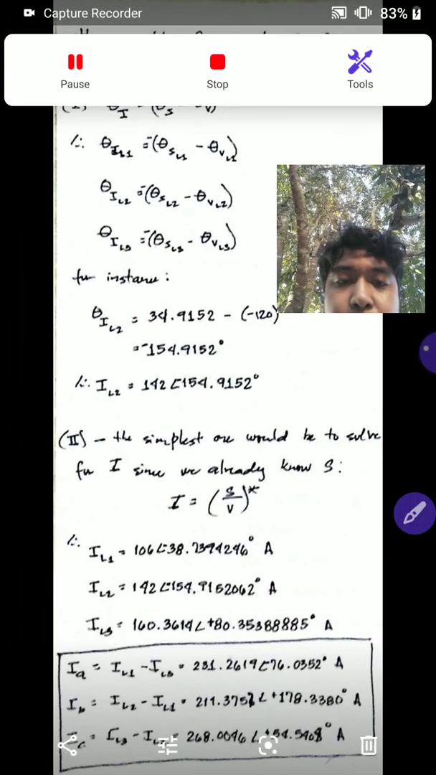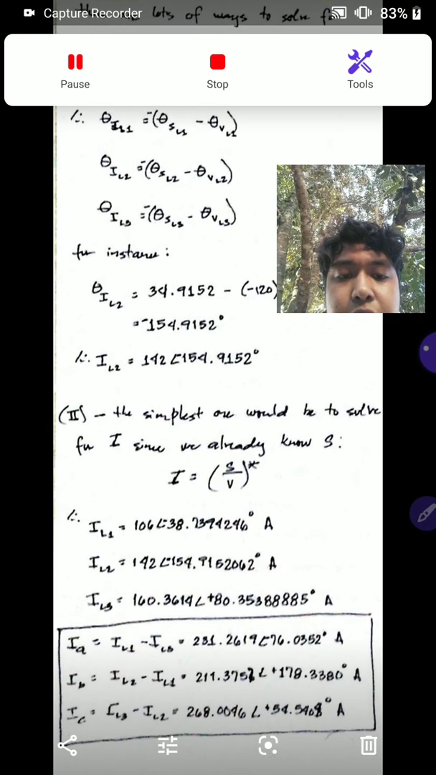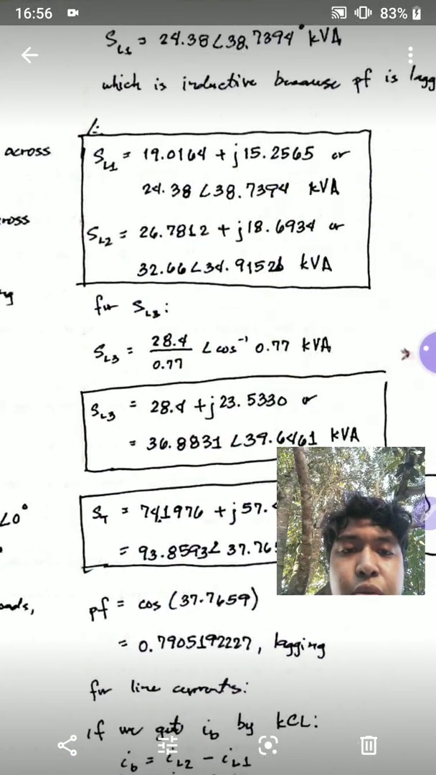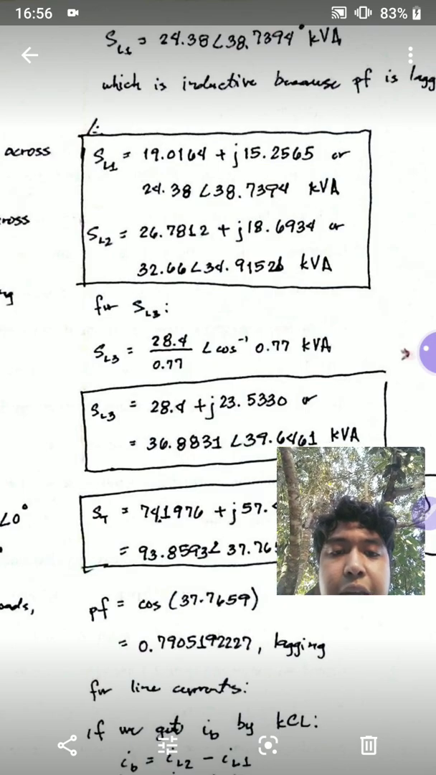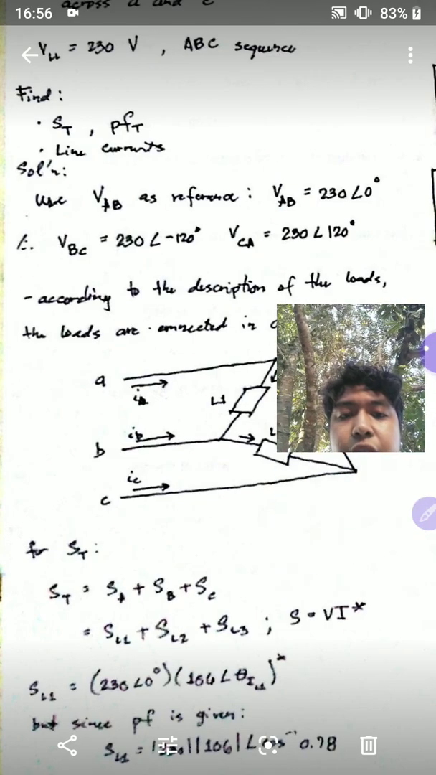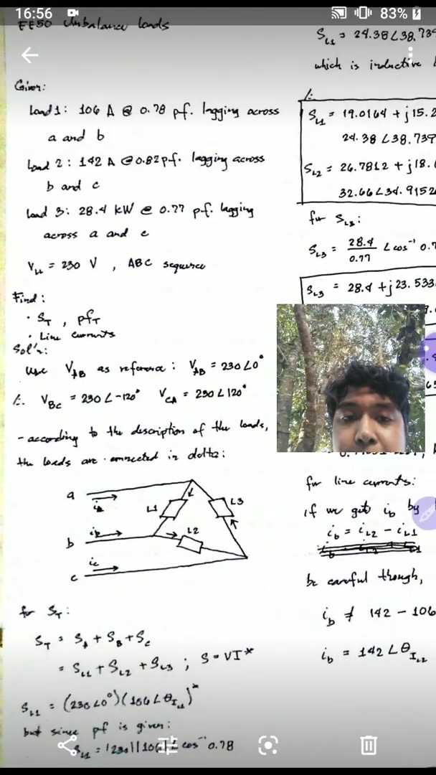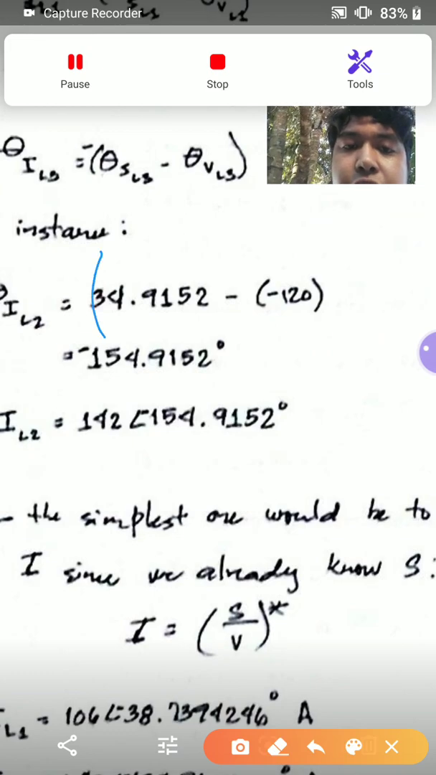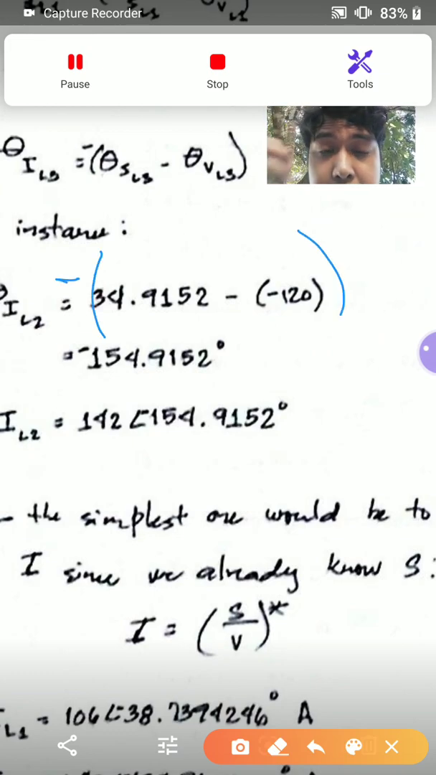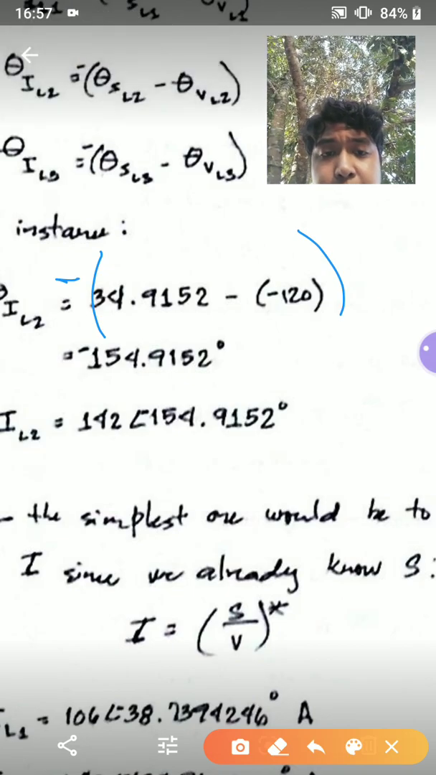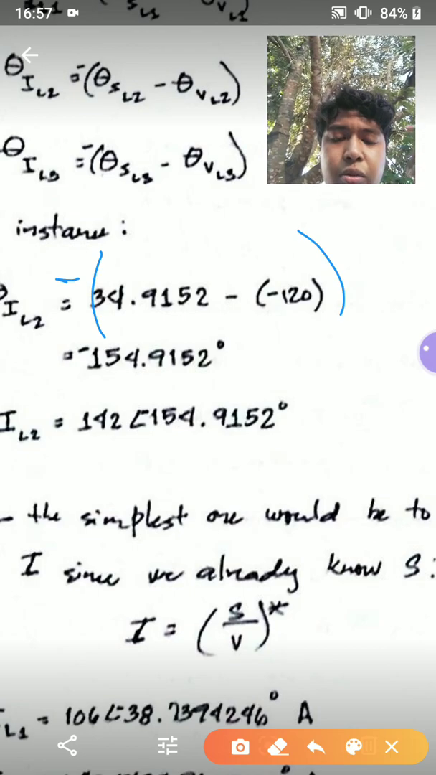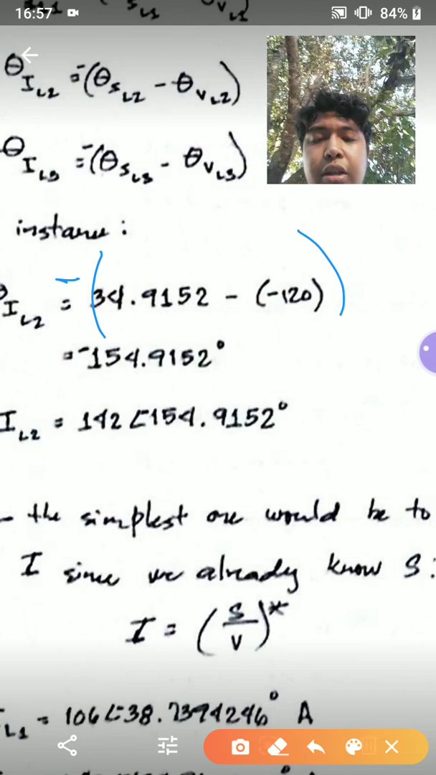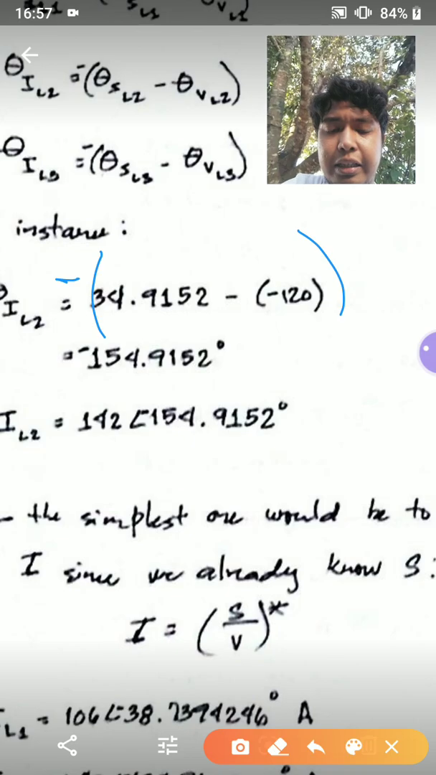So if we go back to the given on the previous page, you get the angle of load 2 as 34.91. And the angle of the voltage is negative 120 because load 2 is at VBC. So those are these angles here. Sorry, again, I forgot this negative here. If you solve for that, that will give you negative 154.91. So the current at load 2 is not 142 but 142 angle negative 154.9152. So that's how you solve for the angles.